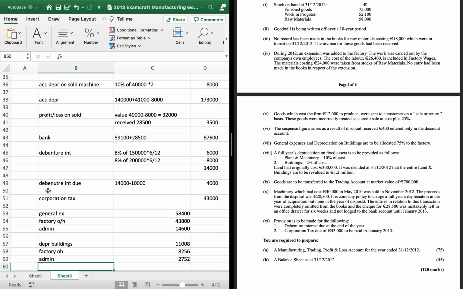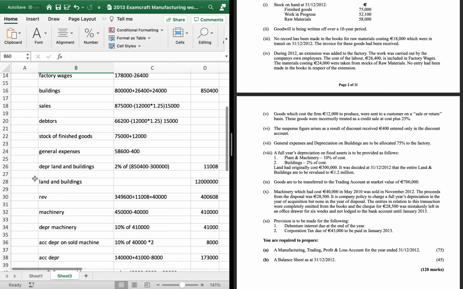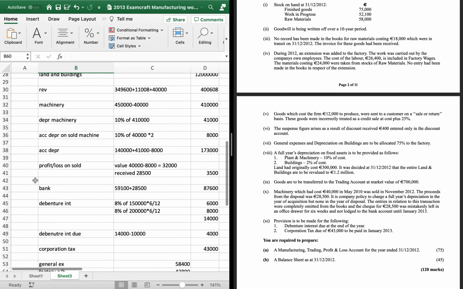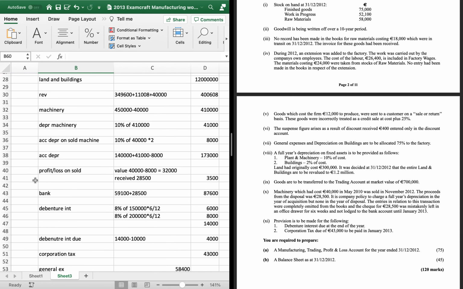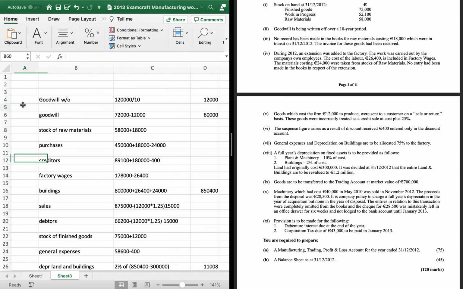Alright, so we'll just go through where everything goes. That's all of our workings done. I hope they're right. I obviously went through them fairly quickly. I presume they are. We'll go through where everything goes. So goodwill is a fixed asset. Goodwill written off will be admin.